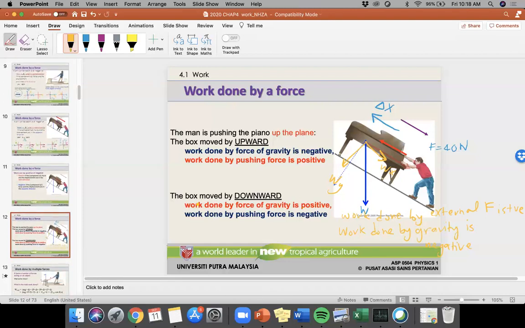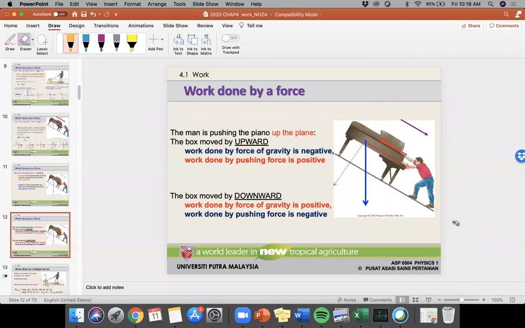So what if the box moved downwards? The opposite situation will happen. We are applying force upwards, but the box decides to keep sliding down because it's too heavy. We are not applying enough force. So when that happens, displacement is in the opposite direction as applied force. So we are actually doing negative work. We are wasting our energy because we are doing negative work. So the box is not moved in the positive direction.